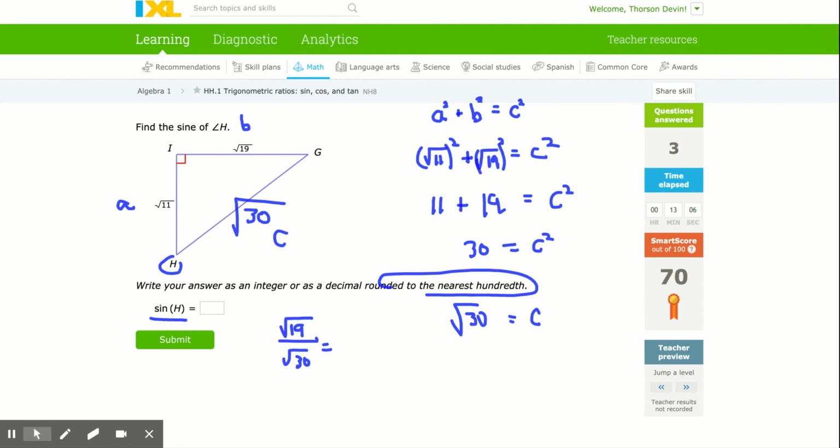0.795. So that would actually be 0.8. I want to make sure you round correctly. My calculator gave me 0.795, but it says round to the nearest hundredth. If I round up, that becomes a 10, makes that an 8. So it's 0.80, which you don't need to put the 0 on the end. 0.8 is good.